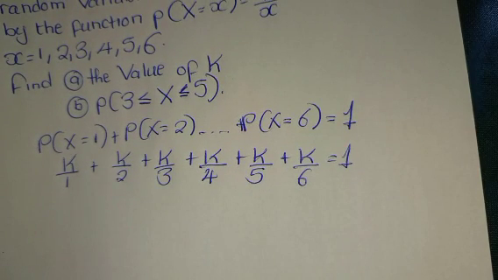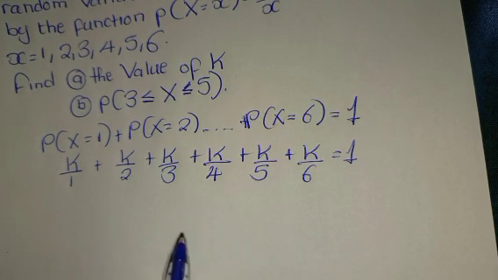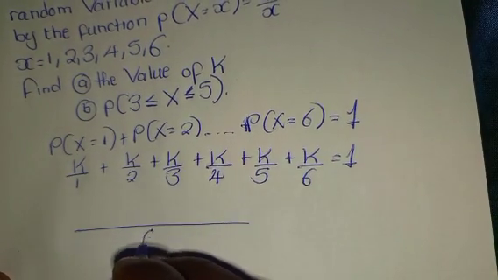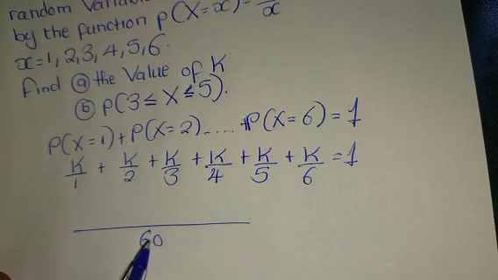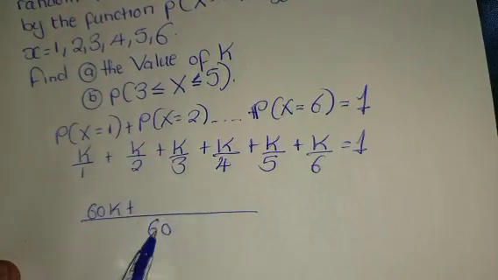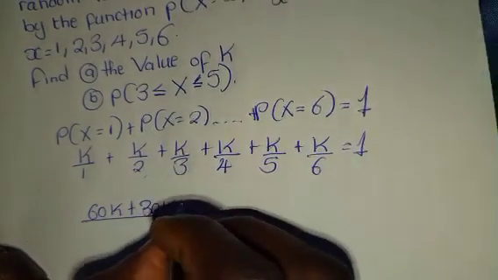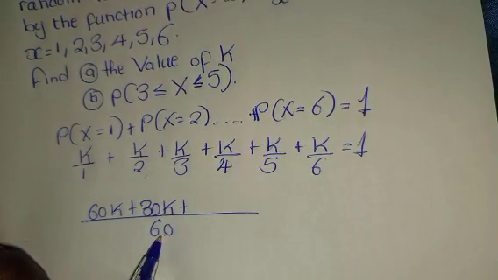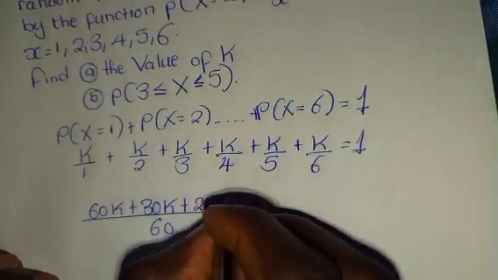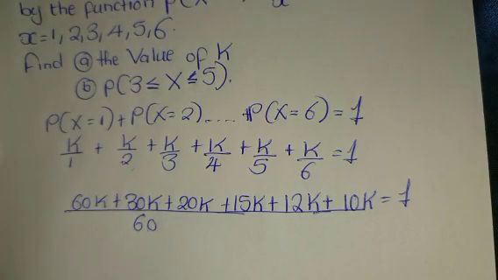So we'll just get our calculator. Remember, we want to add this. We have a common term, which is what? 60. So 1 into 60 is 60. 60 times k, that is 60k, plus 2 into 60 is 30. 30 times k is 30k, plus 3 into 60 is 20, then 20 times k is 20k. This will continue going and the ending result will be this. So this will be the ending result.